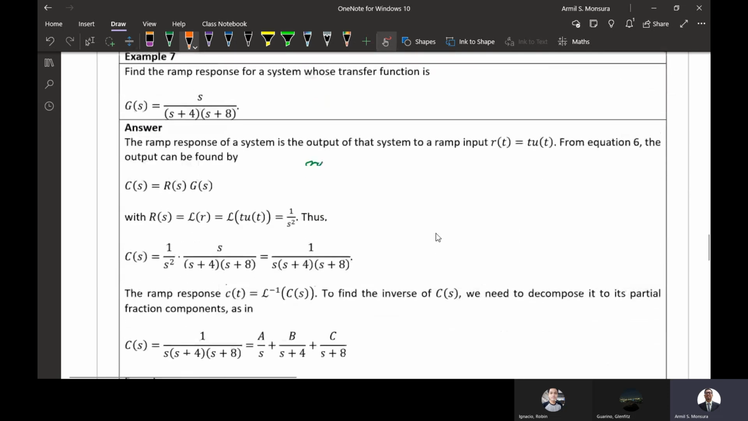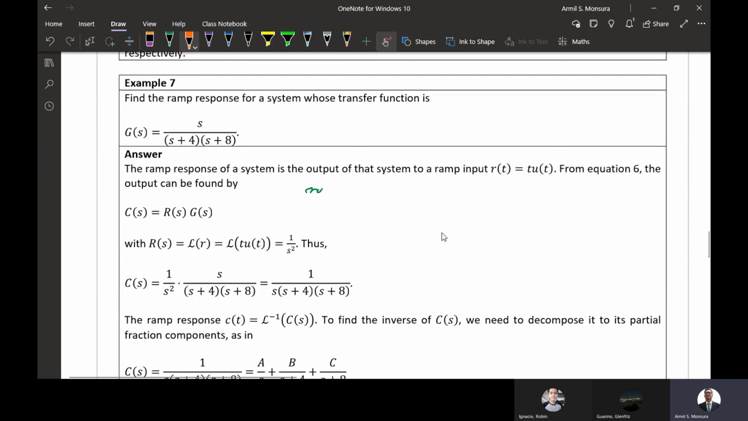So, let's continue on. Let's find the ramp response of a system whose transfer function is this one. Okay? So, ramp response. Ibig sabihin ng ramp response, the response of the system to a ramp input. And kanina nabanggit ko while in the discussion of table 1, yung ramp input natin is t u of t. Okay? So we are looking for the output or the response of the system na to, to a ramp input.